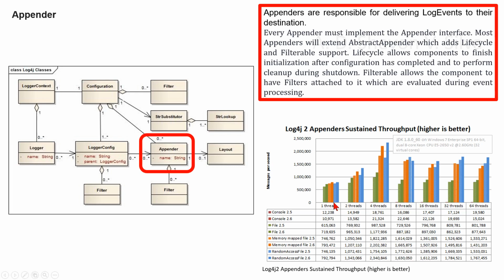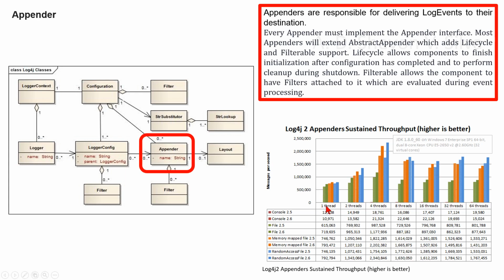The Log4j 2 Appender comparison results here were obtained with the JMH benchmark harness. Here you can see JDK 1.8.0_60 on Windows 7 Enterprise SP1 64-bit, dual 8-core Xeon CPU E5-2650 v2 at 2.60 GHz, 32 virtual cores. Here the messages per second, and here 1, 2, 4, 8, 16, 32, 64 threads.